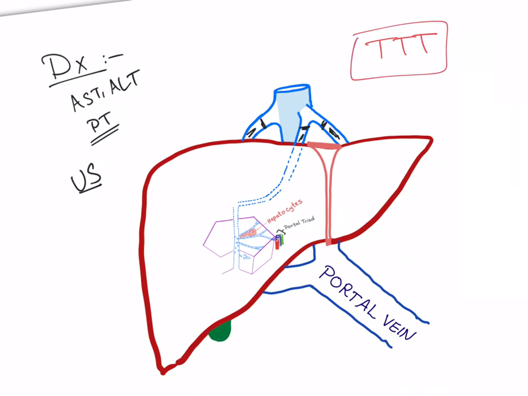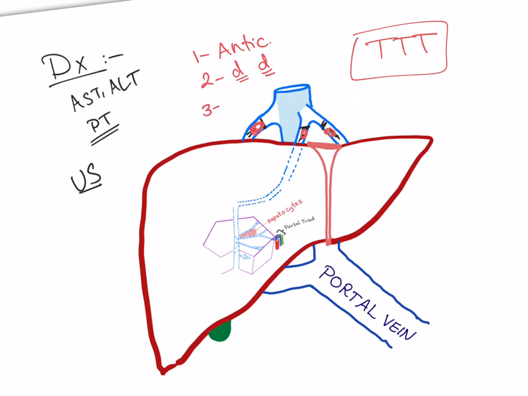What's the treatment? First, since there is thrombosis, let's try number one, anticoagulants. Okay, what about number two? Since there is edema known as ascites, let's try diet with salt restriction and let's try diuretics. Okay, then we have the surgical options.